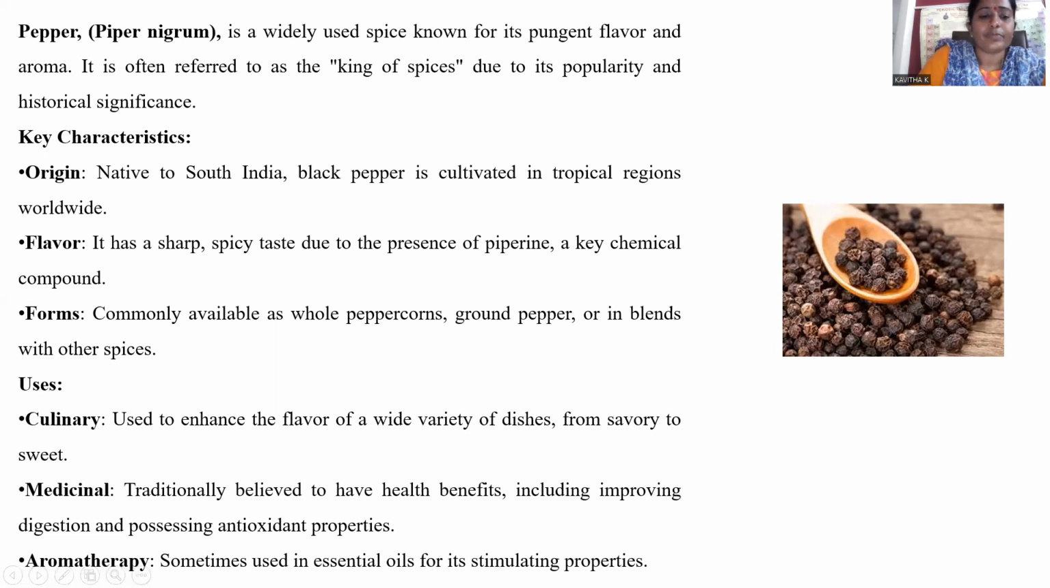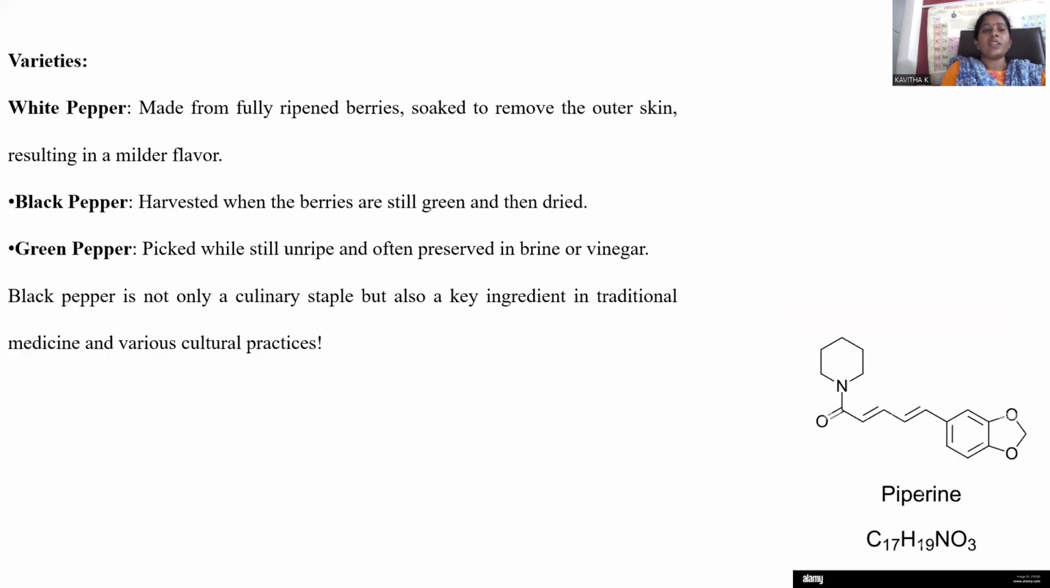Then aromatherapy. Aromatherapy, in the sense that it is sometimes used as an essential oil with stimulating properties, right? So from this we can extract the oil also. That extracted oil is used to relieve pains and used in therapy. So that is used in the curation process. This is the way pepper can be used. So where we can notice this pepper, what kind of flavor exists and what is the reason for that flavor, in how many forms it is available, and in what way we can go for its applications. Now we will see how many forms pepper is available in.